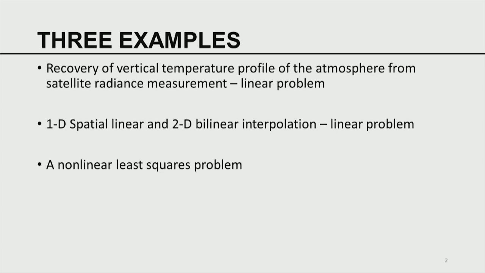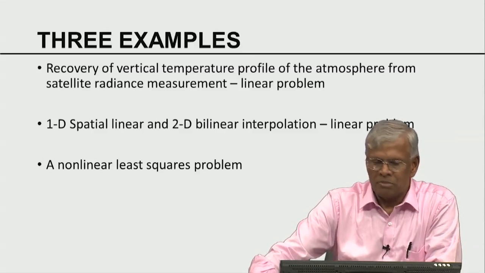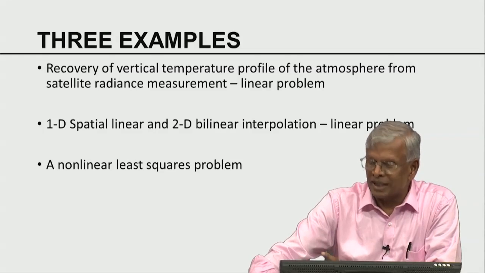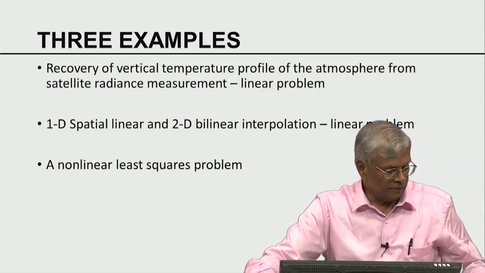We are going to conclude the discussion of least square problems, static deterministic least square problems, linear and nonlinear, with a discussion of examples. I am interested in essentially three examples to be precise. I would like to be able to recover the vertical temperature profile of an atmosphere from satellite radiance measurements. That is a linear problem. I am going to talk about 1D and 2D spatial interpolation, that is again a linear problem. I am going to deal with a nonlinear least square problem, again related to vertical temperature profile recovery.